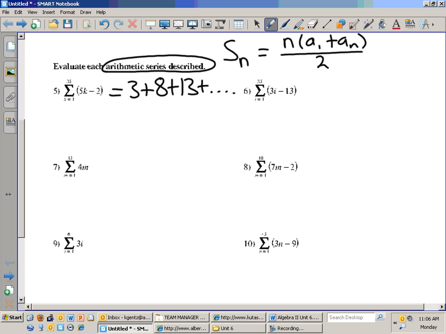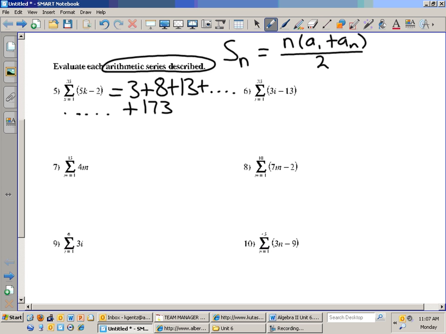Plus, dot, dot, dot, plus all the way up to the very last term, right? And the very last term would be what we get when we plug in what? 35. 5 times 35 is 175. Minus 2 is 173. So, the question is, what do all those sum to?